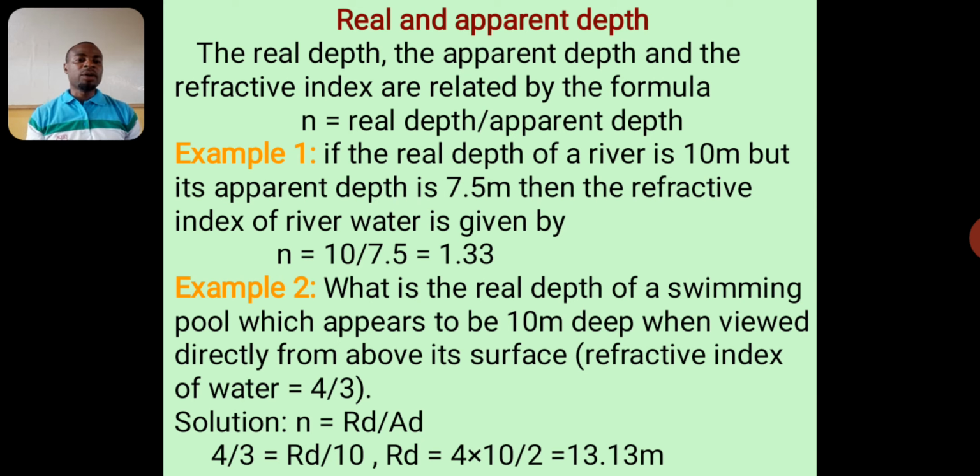If the real depth of a river is 10 meters, but its apparent depth is 7.5 meters, then the refractive index of the river water is given by, we have our formula already. So we have that n is equal to real depth all over apparent depth, and the real depth is 10, apparent depth is 7.5. If we do that, we will have our final answer, which is n is equal to 1.33. Note, refractive index has no unit.